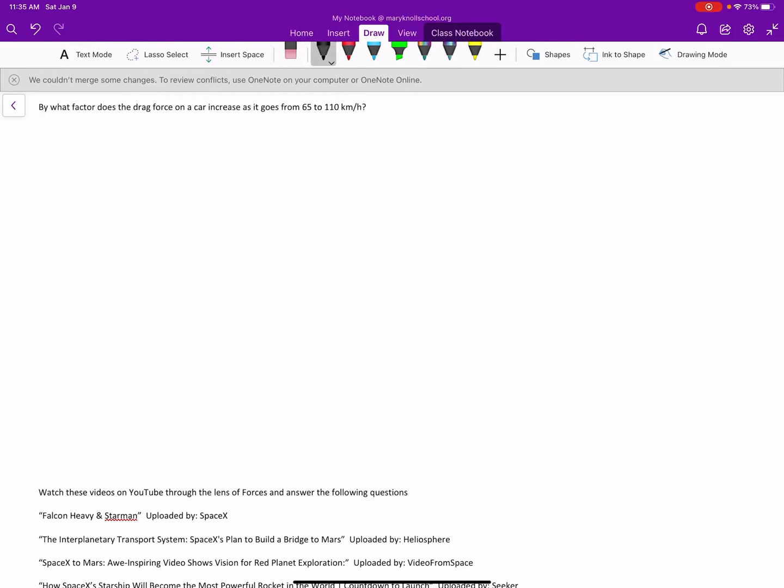By what factor does the drag force on a car increase as it goes from 65 to 110 kilometers per hour? So first, I'd just like to see a very simple example. We're going to say, by what factor does height increase, let's say.